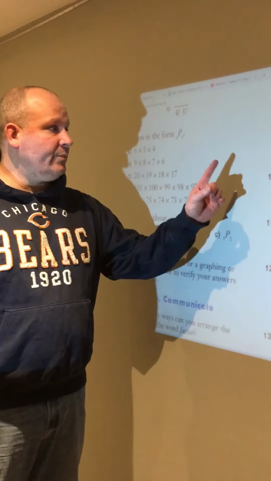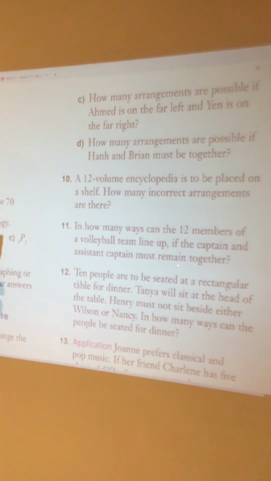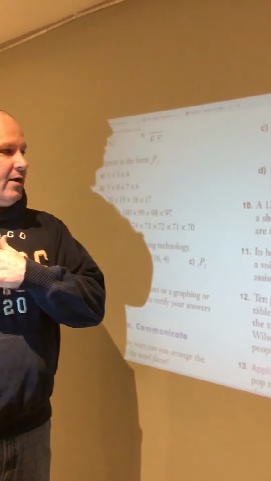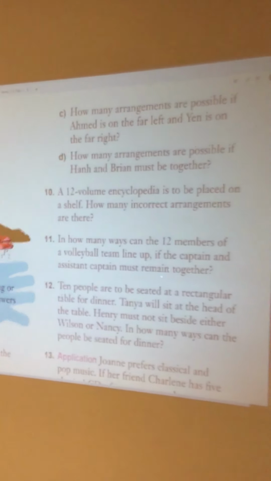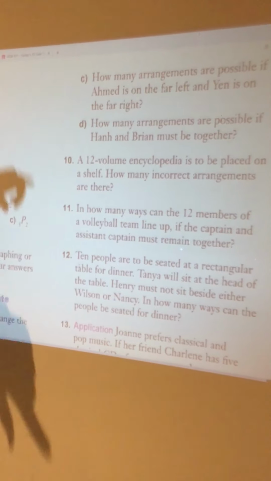Okay, so a student asked what question number 10 is in section 4.2. In the previous video, I just showed how to use the nPr on your calculator, but here it's a little bit of a straightforward question, almost a bit tricky when you think about it, but it does bring up an important idea that you can use for other questions.